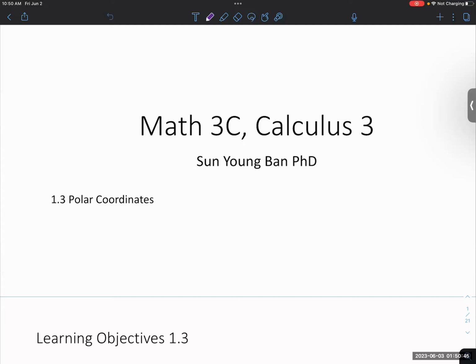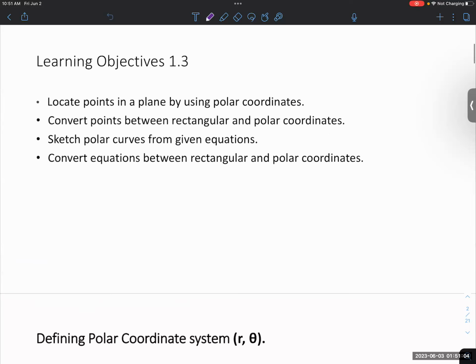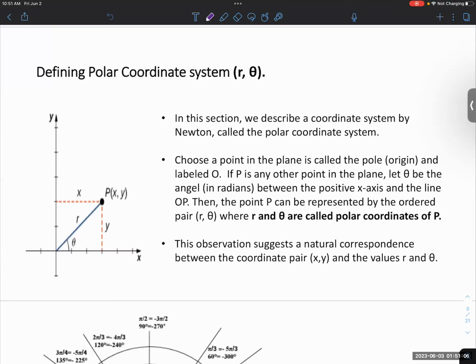In this video, we're going to talk about 1.3 polar coordinate system. This topic will be very familiar with your previous knowledge, such as coordinate points you learned in pre-calculus and previous math courses. First of all, I want to introduce what the polar coordinate system looks like. Let's take a look at the image here.